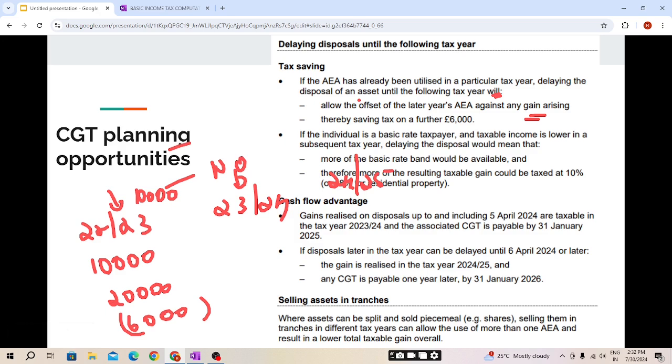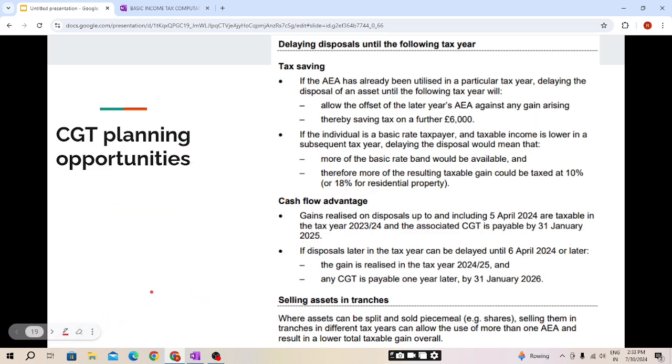This is known as tax avoidance, students. This is using the tax rules properly in a legal way so that we can minimize our tax paid. So then instead of disposing of this asset this year, you dispose of it the next year so that the AEA of this year will also be applicable and the AEA of that year also will be used, so that you will have a smaller rate of tax.